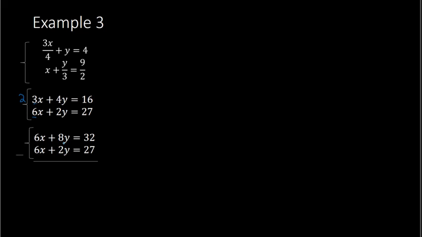Subtract everything else. We have 8y minus 2y, which gives me 6y. And 32 minus 27 is 5. So 6y is 5. I can solve by dividing by 6. We now have y equals 5 over 6. So at this point, I can plug in 5 over 6 to solve for x.